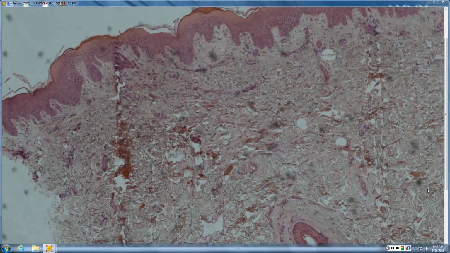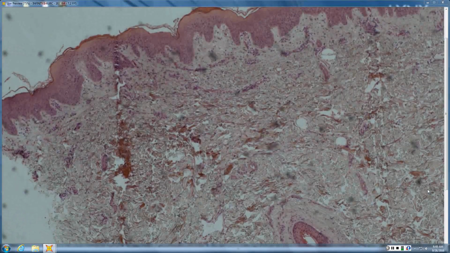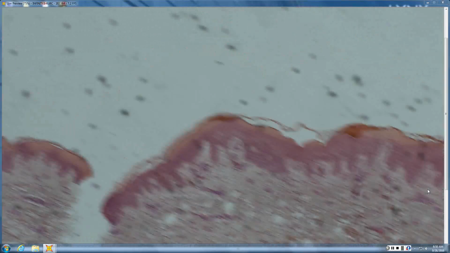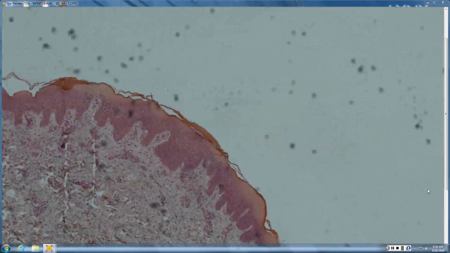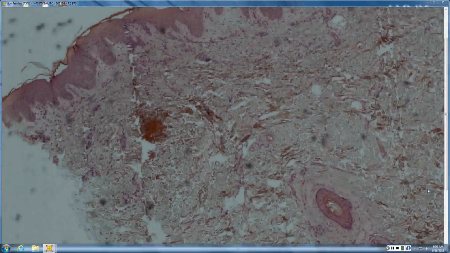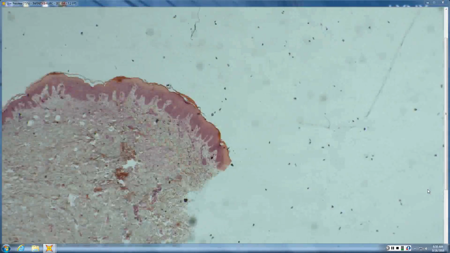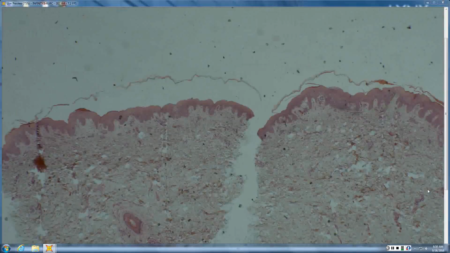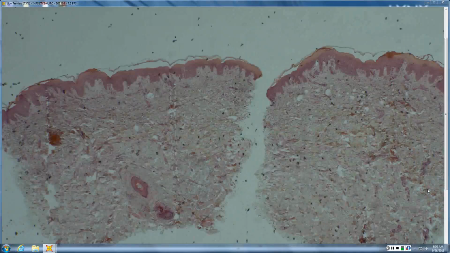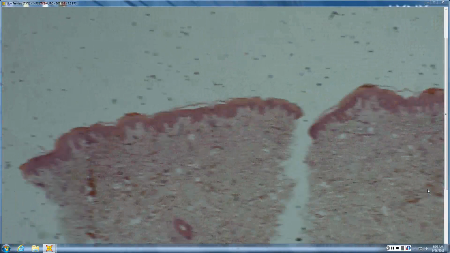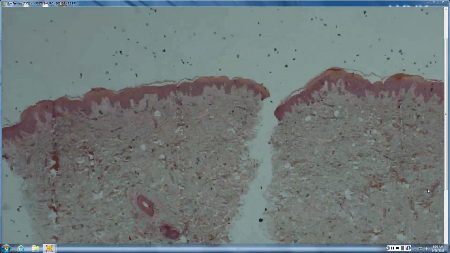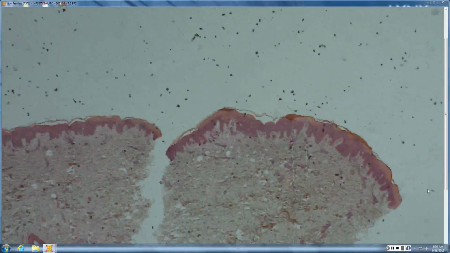So this is pityriasis rosea, and the salient features of PR. Let me find, there's a really good cut in here somewhere. We'll go with this one.